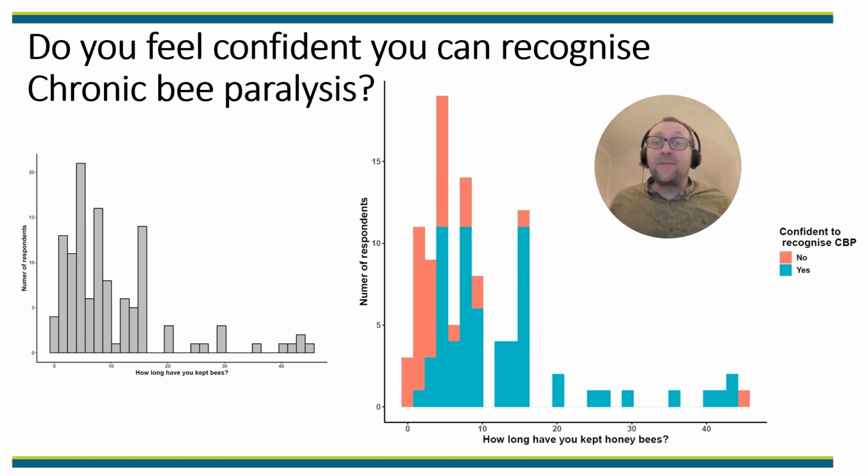And in epidemiology, this creates a bit of a conundrum that we call ascertainment bias, and that means there are certain cohorts within the beekeeping population, those with a little less experience, who are less likely to report the disease if they see it out and about, because they might feel less confident being able to recognise that disease.